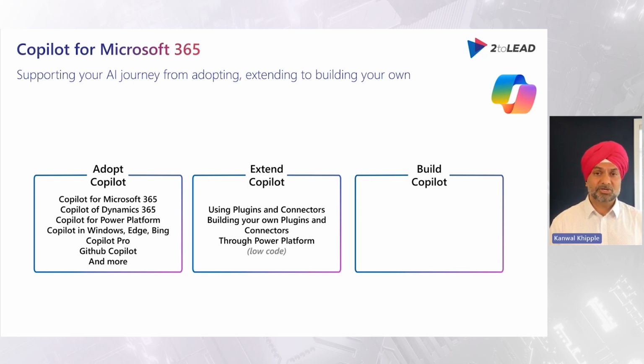Number one, you can use plugins and connectors. Essentially, being able to build your own plugins and connectors through the Power Platform is a really good, kind of low-code way to extend Copilot capabilities within your organization. And that's to extend it.